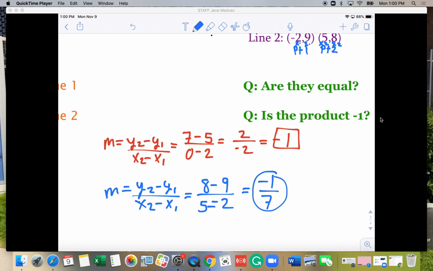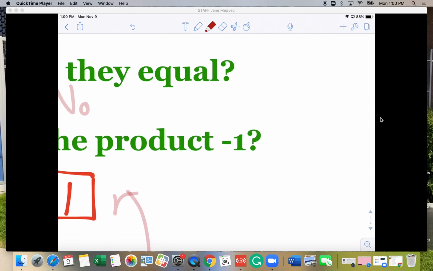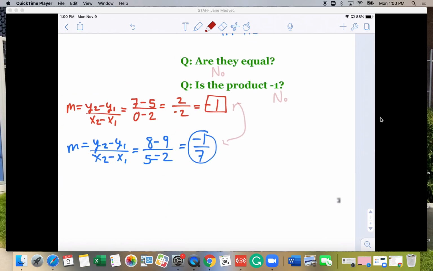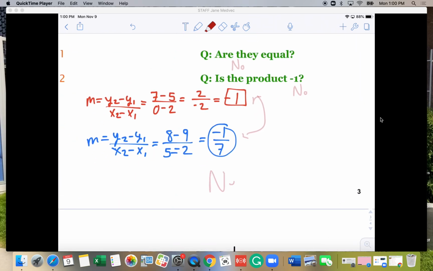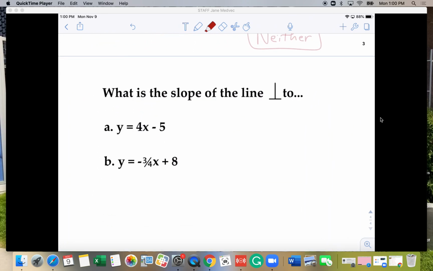And you'll notice that these two slopes are not the same, so they're not parallel, and they're not opposite reciprocals. So they're not equal, and their product is not negative 1. So these two lines are neither. They're not parallel, and they're not perpendicular. They're neither. Let's take a look at this.